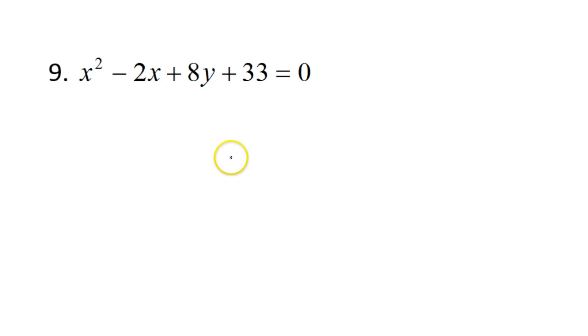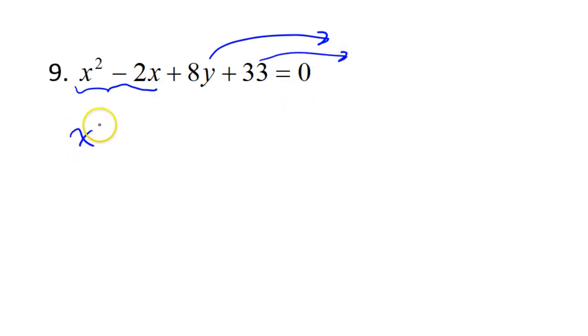Okay, look at number 9. Pay attention to which variable is squared. The x is being squared. So I'm going to keep the x terms on the left side of the equation, and I'm going to move everything else to the right. So I'm going to have x squared minus 2x, leave space to complete the square, is equal to negative 8y minus 33.